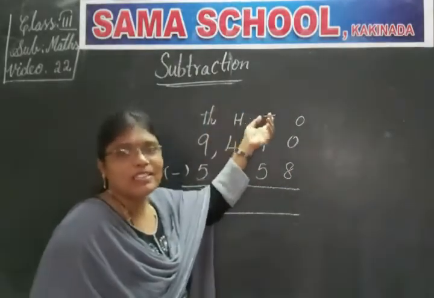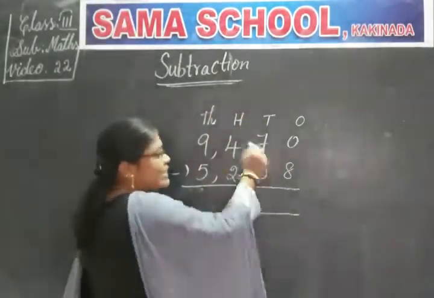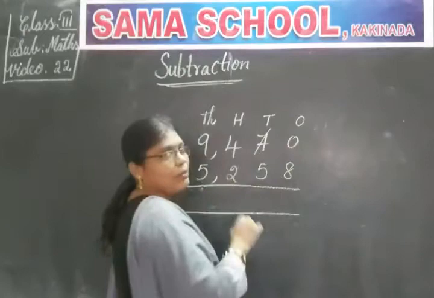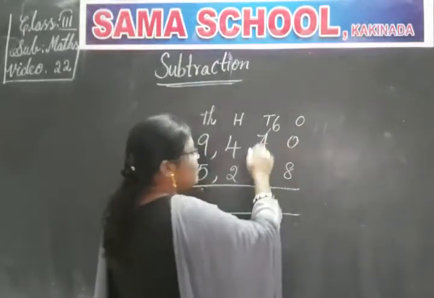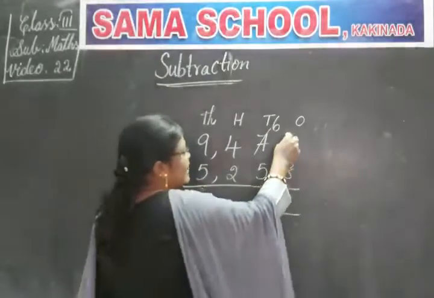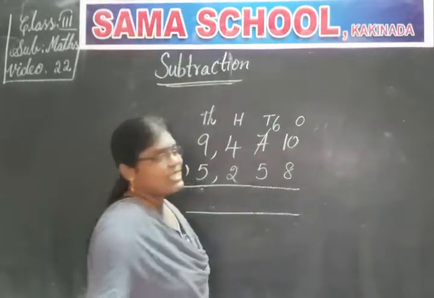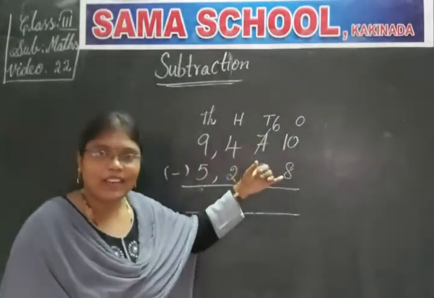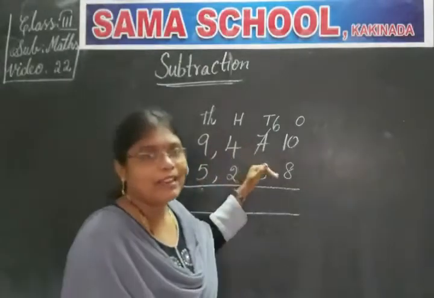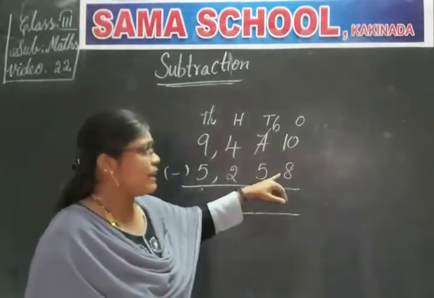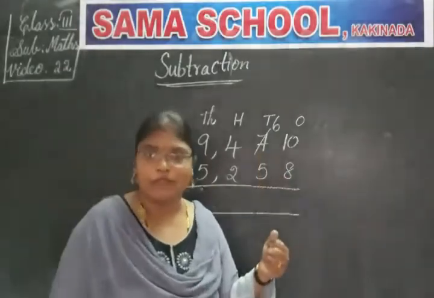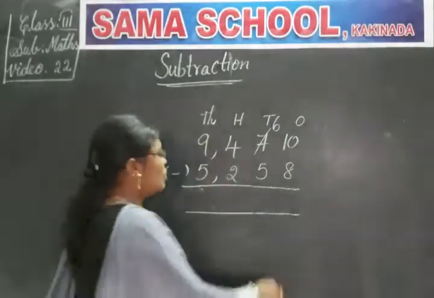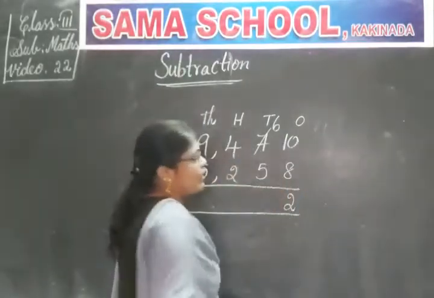What is the next place? Tens place. What is the digit in tens place? 7. Yes, so borrow 1 from this. The 7 will become 6. So write 6, and this borrowed 1 joins 0 and becomes 10. Now can you subtract 8 from 10? It is very easy. Count 8 after, 9, 10. That is 2. So write 2 in ones place.